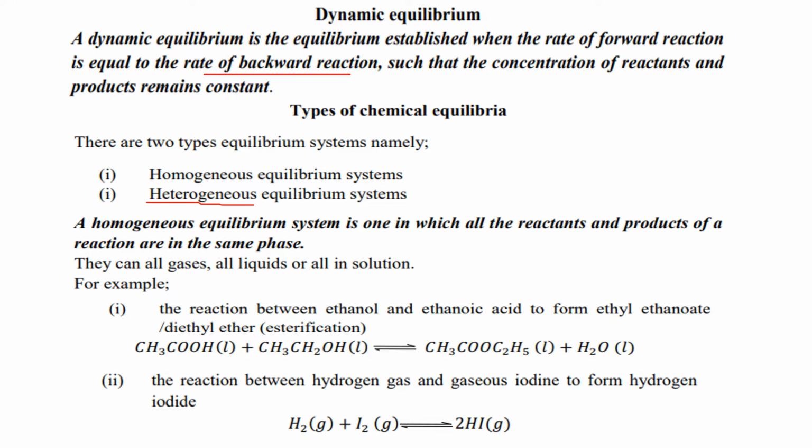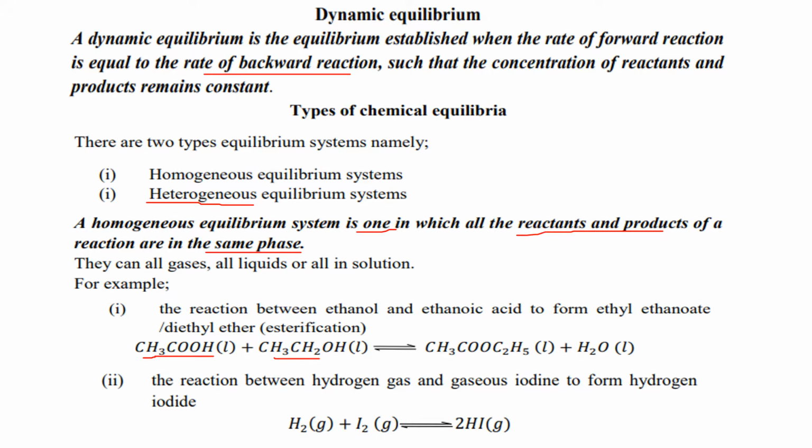So let's start with homogeneous equilibrium systems and see what they really mean. A homogeneous equilibrium system is a system in which all our reactants and products of a reaction are in the same phase. They can all be gases, all be liquids, or all be in aqueous solutions. Examples given here include esterification reactions. If you look at an esterification reaction like this one, you're going to see that methanoic acid is a liquid, ethanol is a liquid.